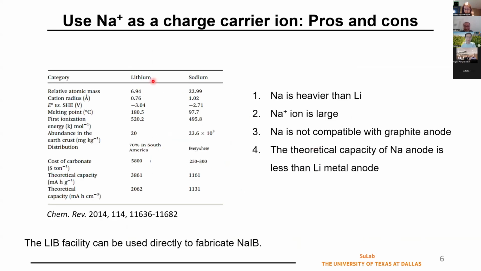Here is a table to compare lithium and sodium. They have very similar properties, but a few differences: sodium is heavier than lithium, and the sodium ion is larger. Sodium is not compatible with graphite, so hard carbon is usually used, and the theoretical capacity of the sodium anode is less than lithium. Despite those disadvantages, sodium has a lot of properties similar to lithium, so lithium-ion facilities can be used directly to fabricate sodium-ion batteries.